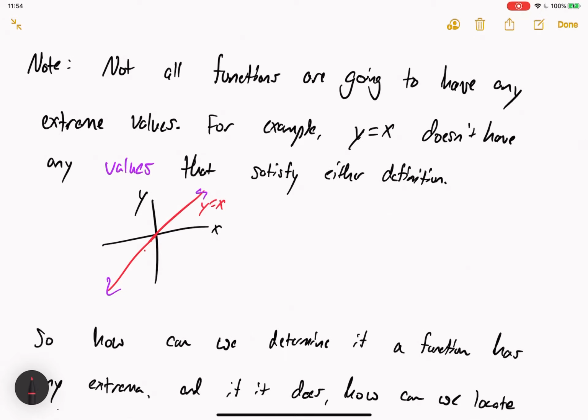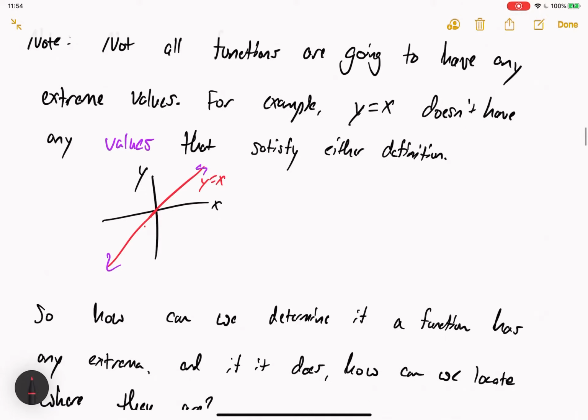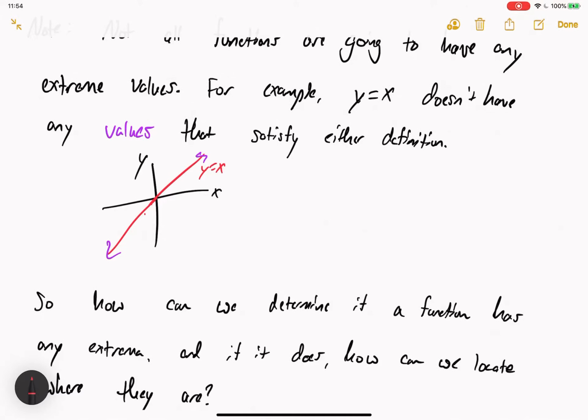So we should note that not all functions are going to have extreme values. For example, let's just look at y equals x. It doesn't have any values that satisfy either definition, because it's always increasing. It never has a minimum because it goes down to negative infinity, and it never has a maximum because it goes to positive infinity.